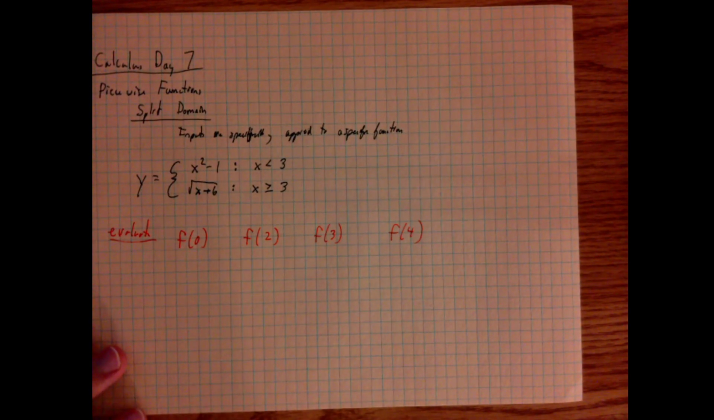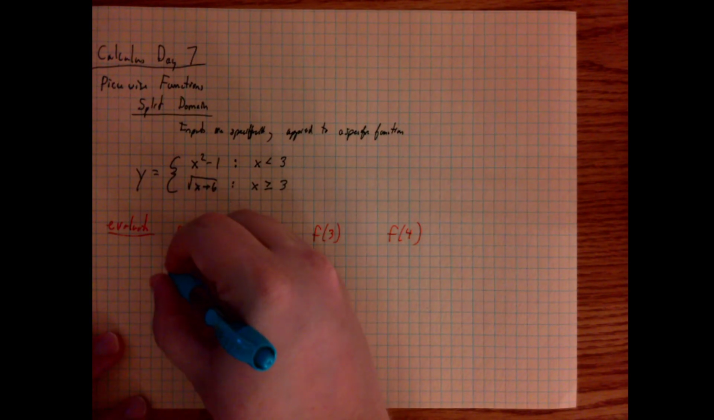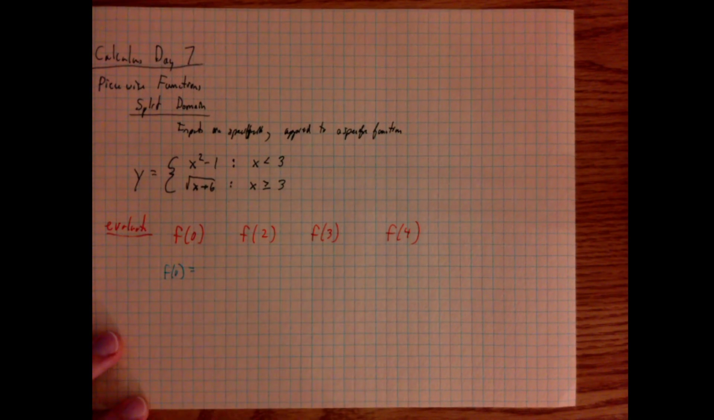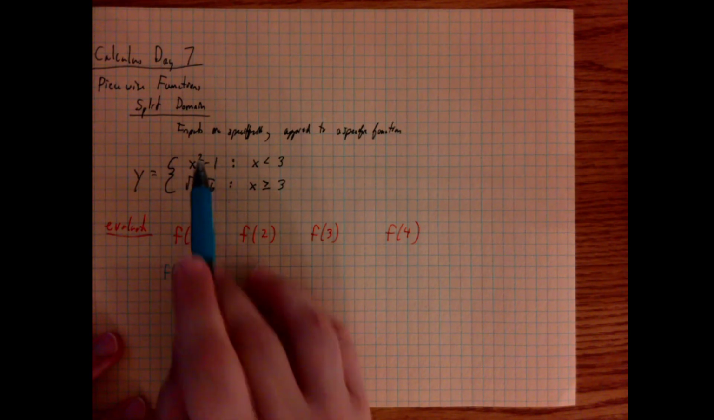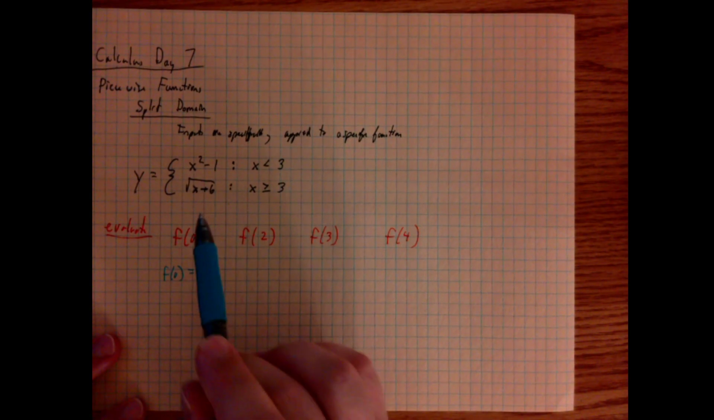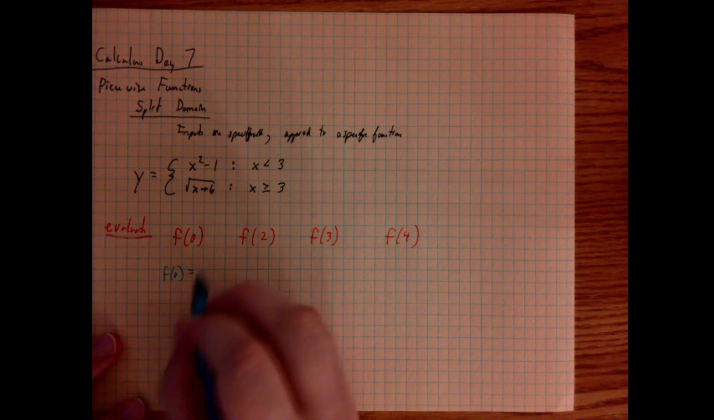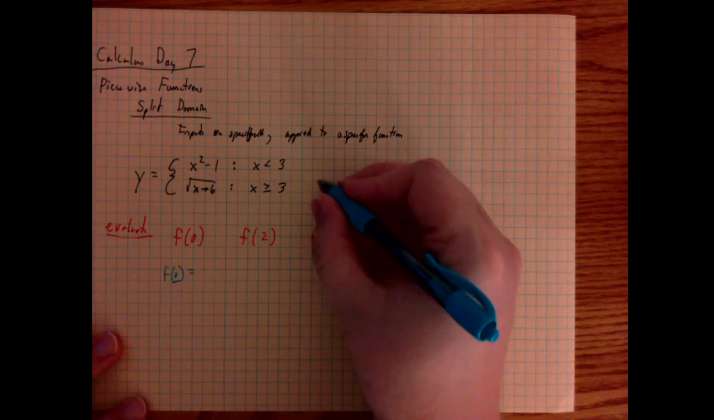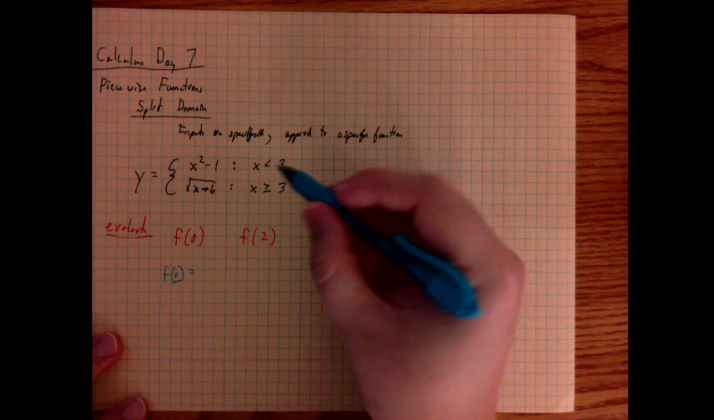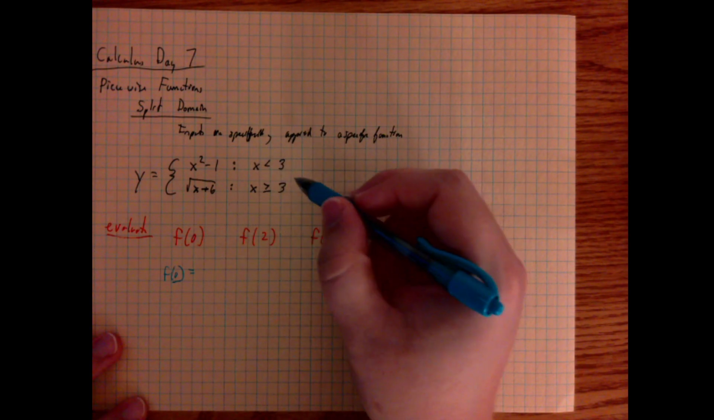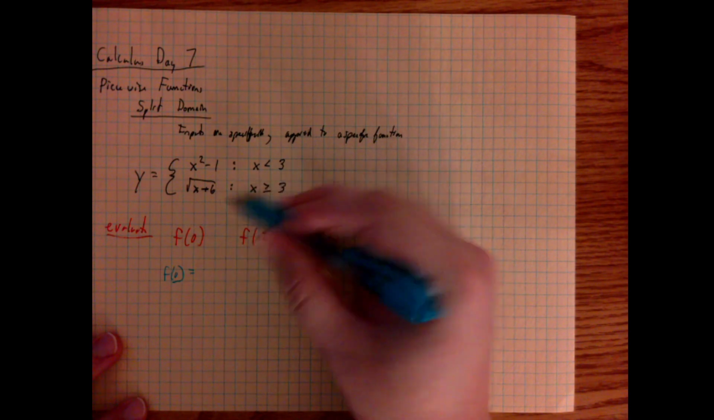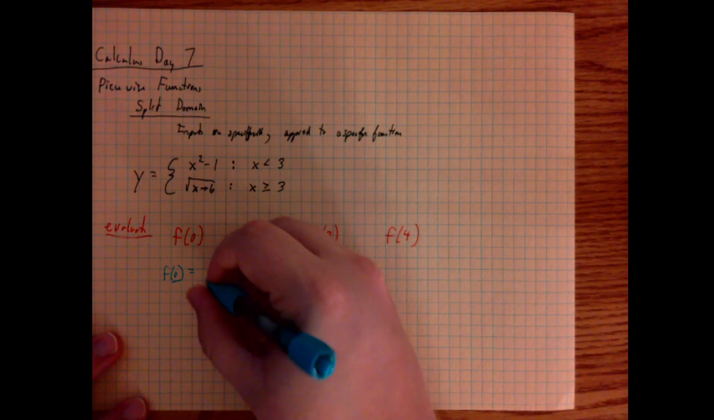Well, how do we evaluate these? If I want to find out what f of 0 is, that means I would plug 0 into this function. Now, you might be like, well, which one? Do I plug into both? The answer is no. Because the number is 0, 0 can only be applied to the top domain, because 0 is less than 3. 0 is not greater than or equal to 3, so the bottom one doesn't apply. The top one is how we will find our solution.